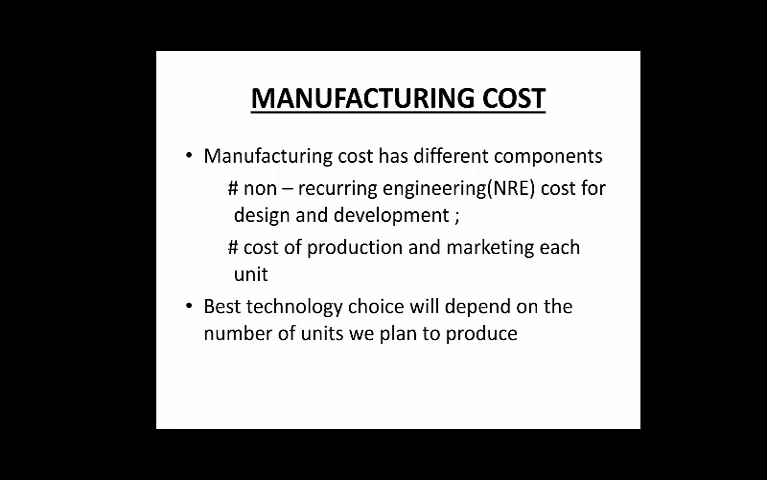Next we have manufacturing cost. Manufacturing cost has different components. First, we have non-recurring engineering cost for design and development. Suppose you have some embedded system that does certain work. First we have to design that system for that specific application. That is called non-recurring, because recurring means happening again and again. So the first cost is called non-recurring engineering cost for designing and developing that product.